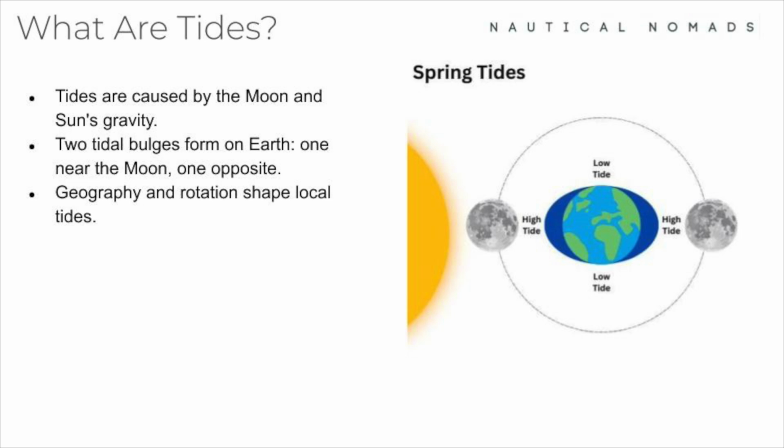Tides are also shaped by geography. Coastlines, seabeds, and local features can distort the timing and size of tides. This is why tides vary so much around the world.